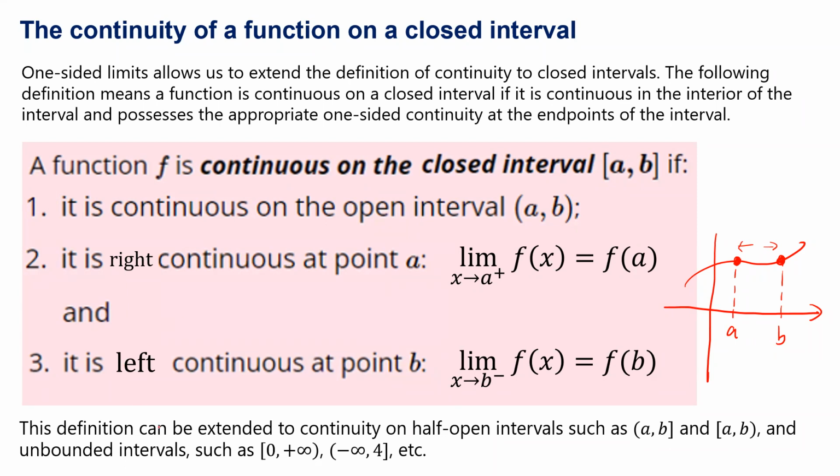And this definition can be extended to continuity on half-open intervals, such as from A to B, A is exclusive, B is inclusive, or from A to B, A is inclusive and B is exclusive. And unbounded intervals, such as from 0 to positive infinity, 0 is inclusive, or from negative infinity to 4, 4 is inclusive, etc. Okay, so this is the concept of the continuity of a function on a closed interval.